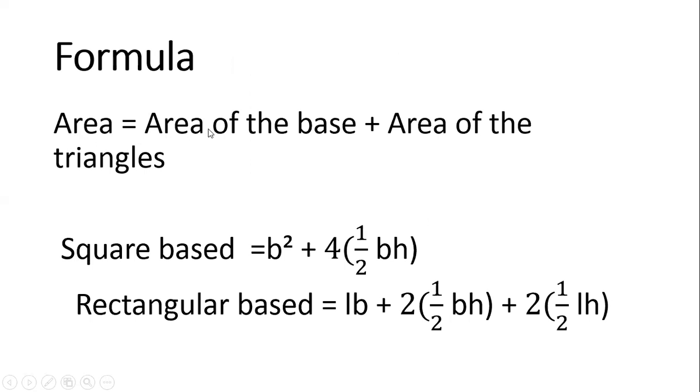Area will now be area of the base plus area of the triangles, the 4 triangles. If it's a square base, can you see b squared plus 4 times half bh. If it is rectangular, it is the area of the base, which is rectangular, plus you have 2 of those triangles that have base and then the height, and 2 of those triangles that have length and then the height. So you have it as lb plus 2 times half hb plus 2 times half hl.